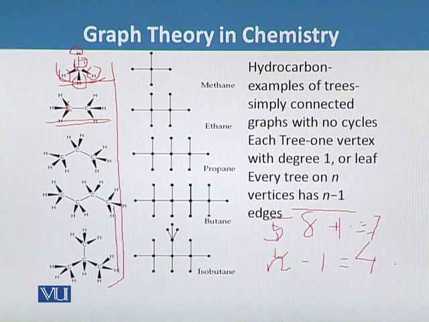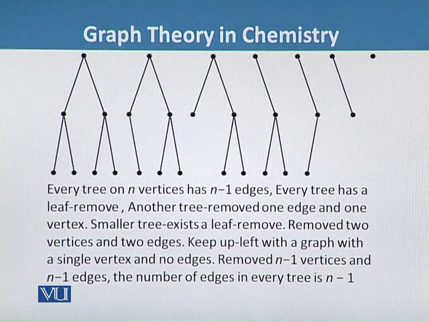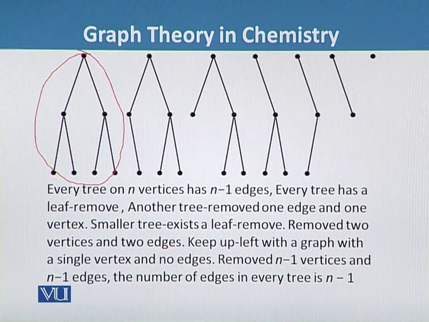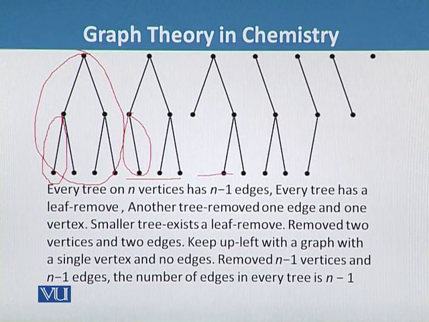Since every tree has a leaf, we can remove it and its attached edge, resulting in another tree. And we can see in this one there is a tree, and we can remove one vertex and one edge at a time, and we will get another tree. For example, this is a tree, and in this tree we have removed one vertex and one edge, and we will come up with this tree. Similarly, in this tree we have removed this vertex and one edge, and we will come up with this tree.